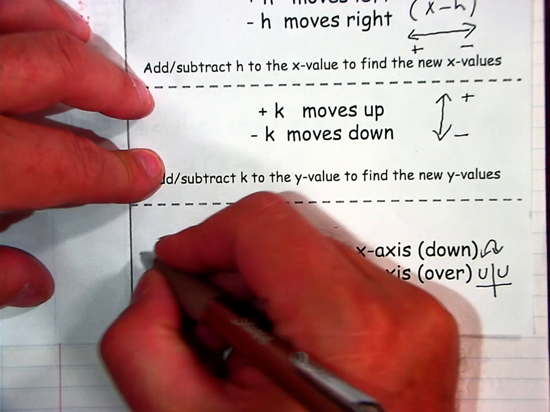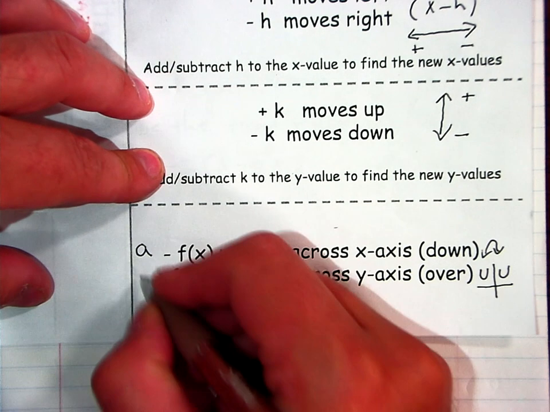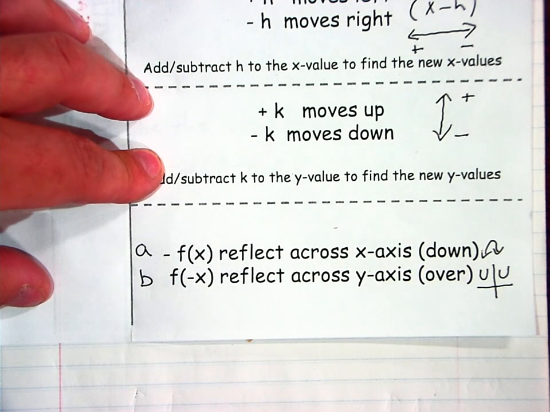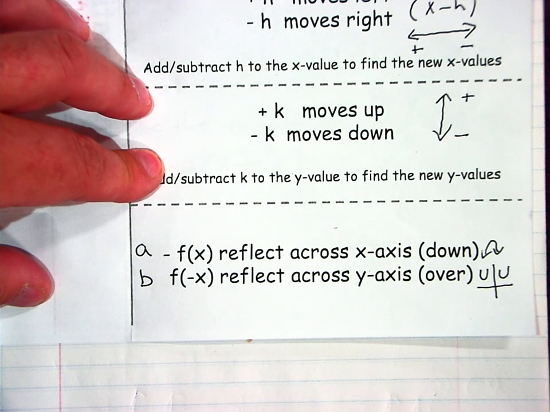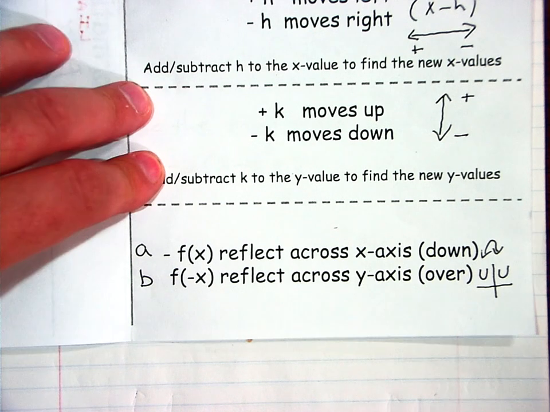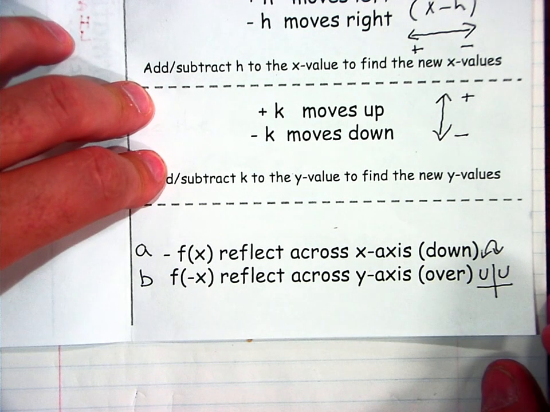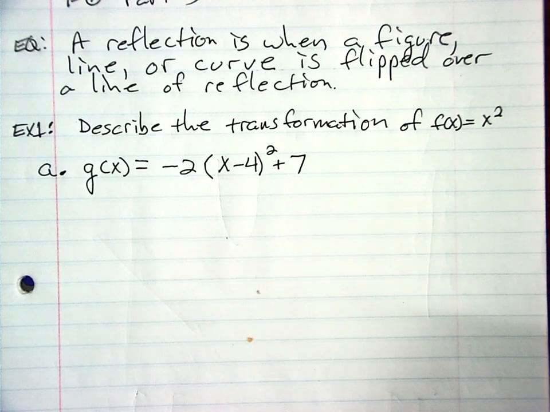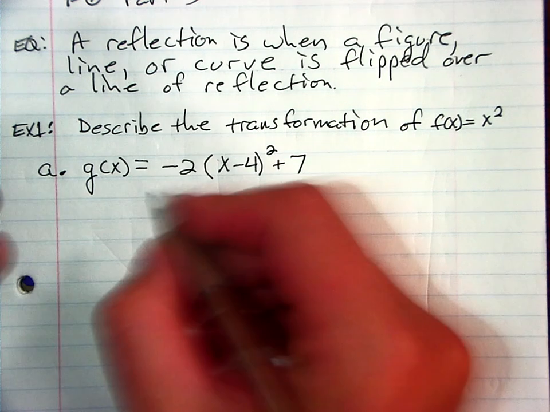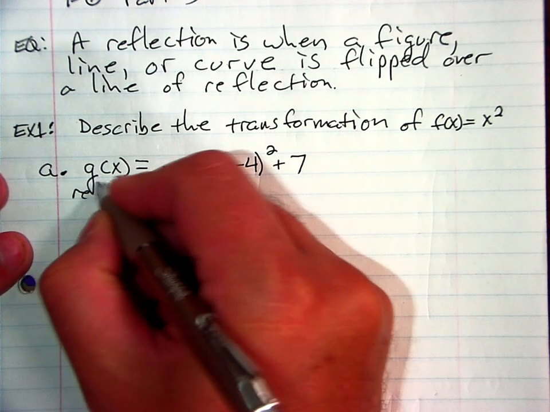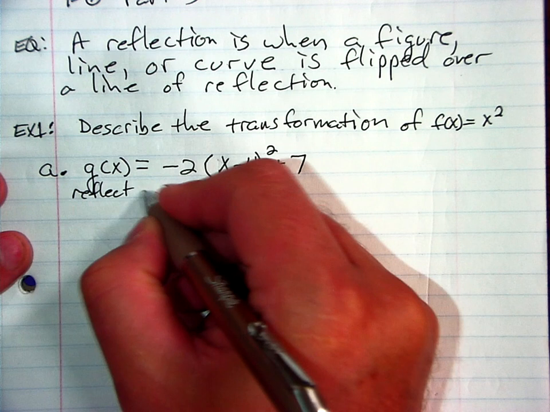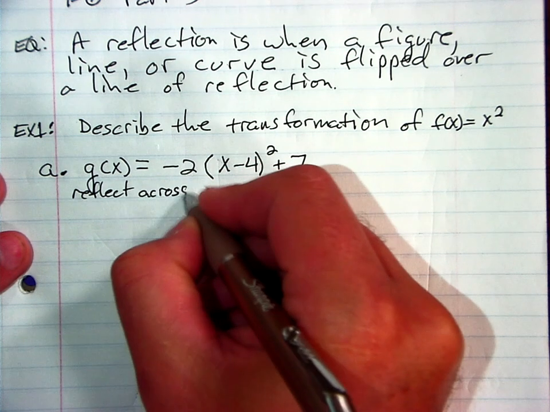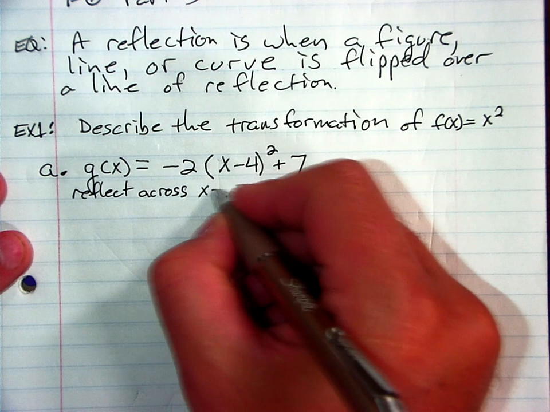If it makes life better for you to write A there and B there, then please by all means do so. Can you use this foldable on the test? Yeah. As of right now, you can. So, all right, my A term is negative. So what does that mean? It reflects across the x-axis. So that's our first answer: reflect across the x-axis.